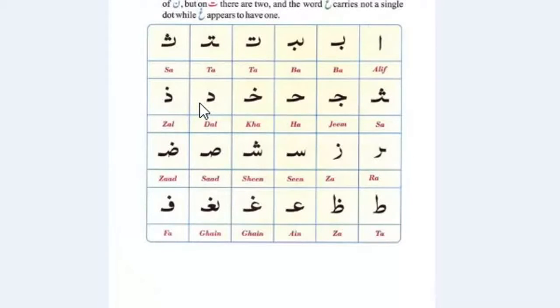Dal. Dal does not connect with the next letter, so dal is there in this shape. Zal. Zal does not connect with the next letter, so zal is there in this shape. Ra. Za. And za does not connect with the next letter, so za is there in this shape.